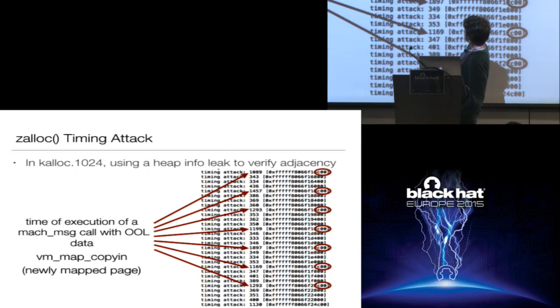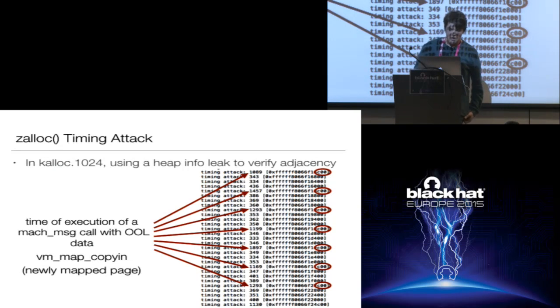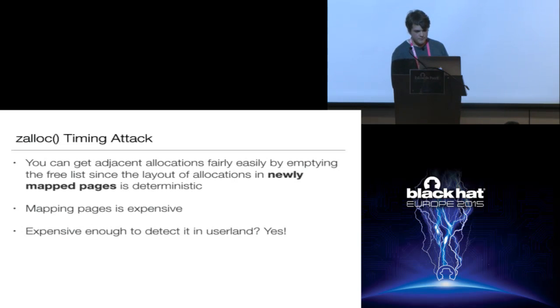As you can see here, this is in kalloc.1024, which has 4 allocations per page. And you can see that every 4 allocations I create, the time it takes to create the allocation essentially skyrockets. And I use a heap info leak over there, so you can see that every time the time spikes, a new page has been mapped in, and all subsequent allocations are adjacent in memory. So yes, it is expensive enough to detect it in userland.